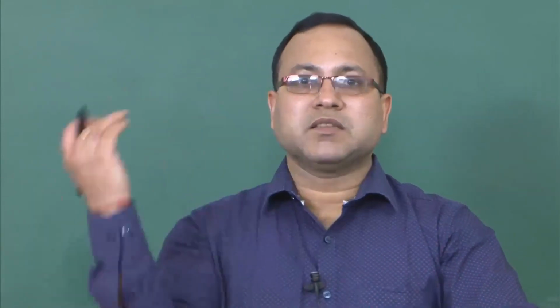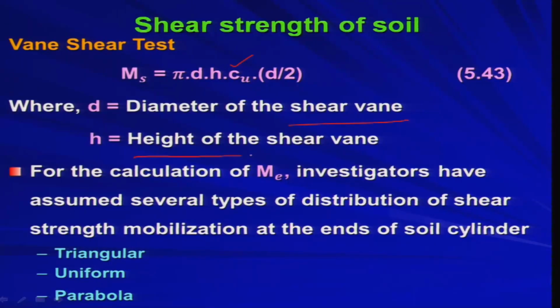So, that will give you the moment which is getting developed at the surface, where d is the diameter of the shear vane and small h is the height of the shear vane, as I told you. So, now you need to calculate Me. Ms you have got from equation 5.43. So, you can calculate Ms once you know the geometrical parameters of the vanes.